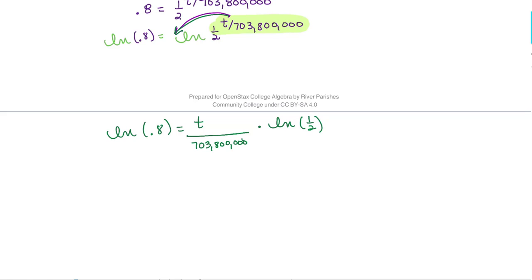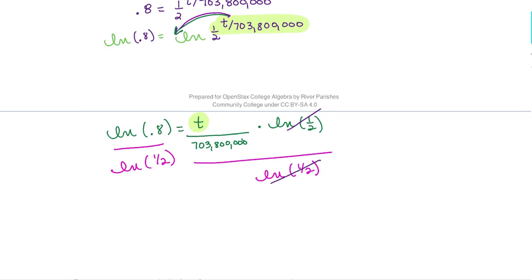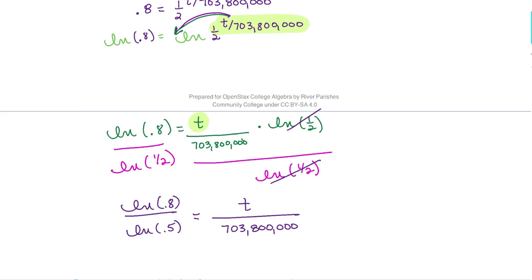Okay, so our goal is to get this t by itself. All I've done so far is take the natural log of both sides, and now I'm moving the exponent in front of the natural log using that power rule for logs. I want the t by itself, so let's get rid of the ln of 1/2 by dividing on both sides. You can do ln 1/2 or you can do ln 0.5. It cancels on this side and just leaves t over 703,800,000. On the right, I have ln of 0.8 divided by ln of 0.5. And I want t by itself, so now I am going to multiply by 703,800,000 on both sides.